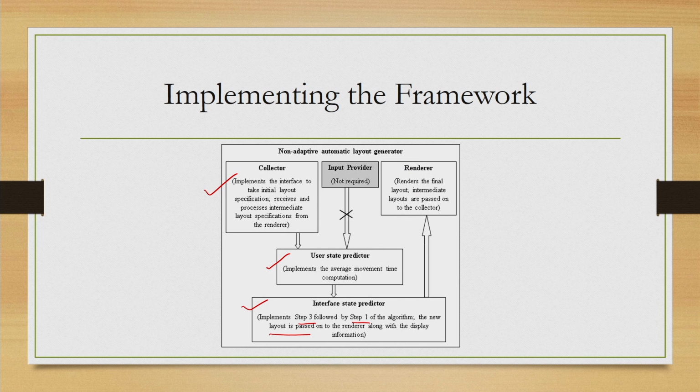The renderer in turn renders the final layout, but intermediate layouts it does not render. In that case, it passes on the information to the collector. So, that is the job of the renderer. So, this is how we can implement the framework to design virtual keyboard layouts using an automated approach.